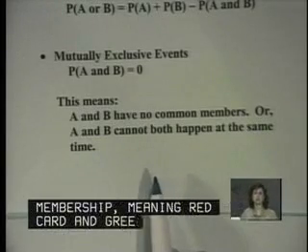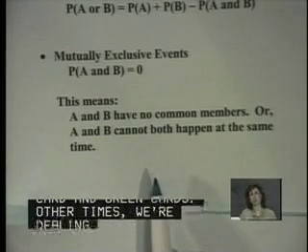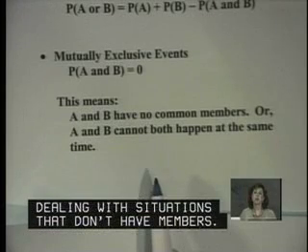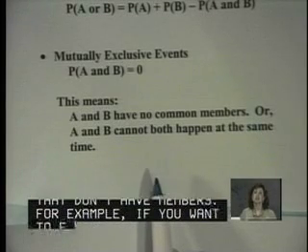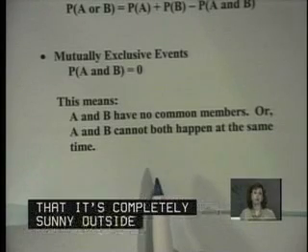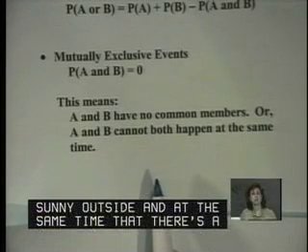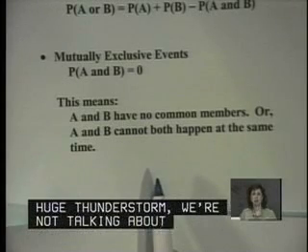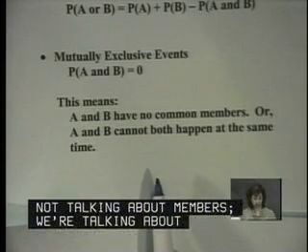Other times we're dealing with situations that don't have members. For example, if you want to find the probability that it's completely sunny outside and at the same time there's a huge thunderstorm, we're not talking about members. We're talking about two events that are occurring.